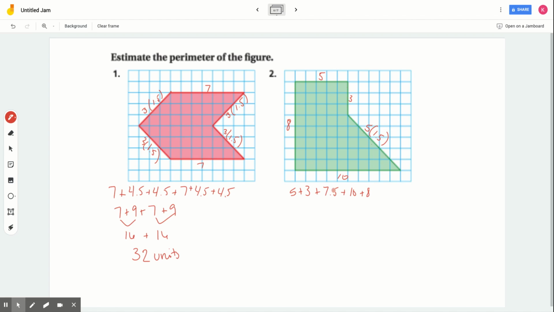Now go ahead and add those on your own. If you added to get 33.5 units, you are correct. Now remember that these are just an estimation of the actual perimeter.